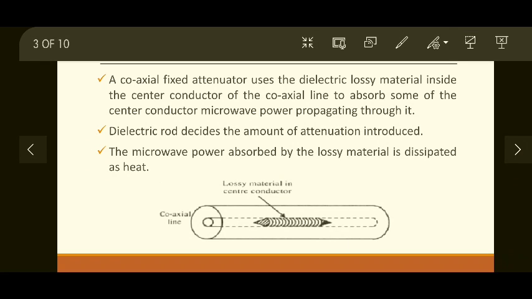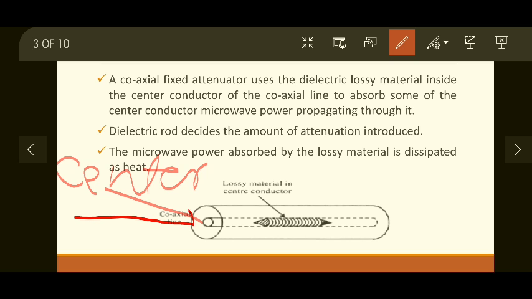As you can see in the diagram, this is the center conductor. When a wave is allowed to pass through it, a lossy dielectric material is inserted inside the center conductor, which absorbs the power and allows some power to go through to the other end. The dielectric rod decides the amount of attenuation introduced. The length of the dielectric rod, its size, and the type of material used for making it will decide the amount of attenuation introduced.